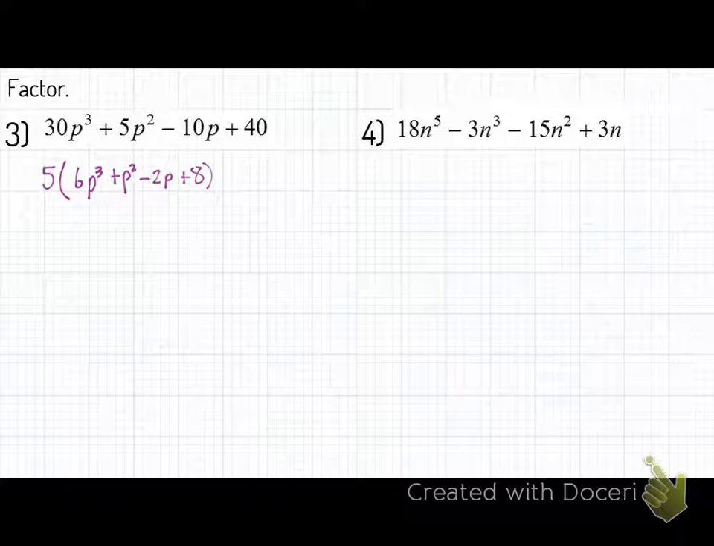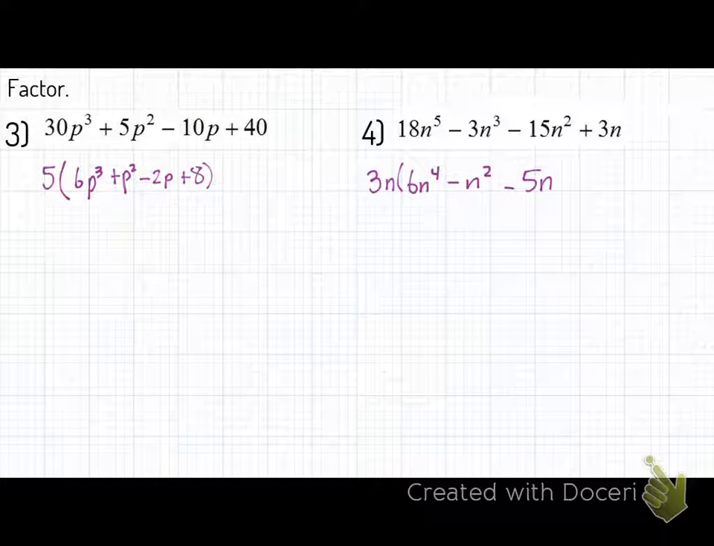That's good. You have to think about what you have to think about. Okay, let's see what we got. So, everyone, what's my GCF? What's my GCF? 3n, right? Good. What's 18n to the 5th divided by 3n? 6. Good, 6n to the 4th. Okay, what's negative 3n cubed divided by 3n? Good, negative n squared. Excellent. Good, negative 15n squared divided by 3n is? Negative 5n. Good. And then the last one, what's 3n divided by itself? Positive 1, right? That's it.